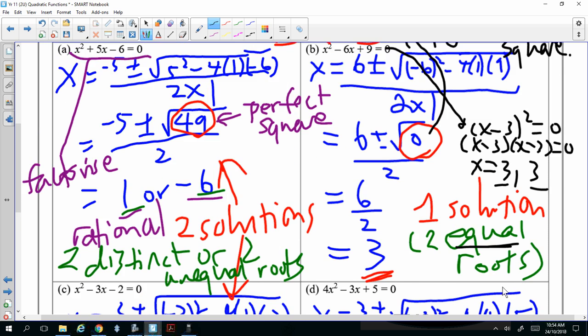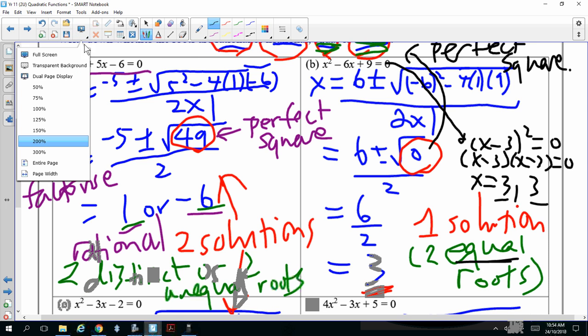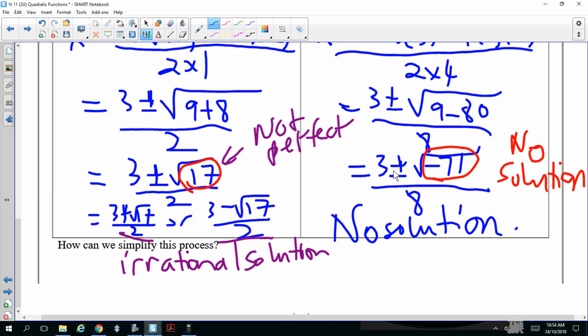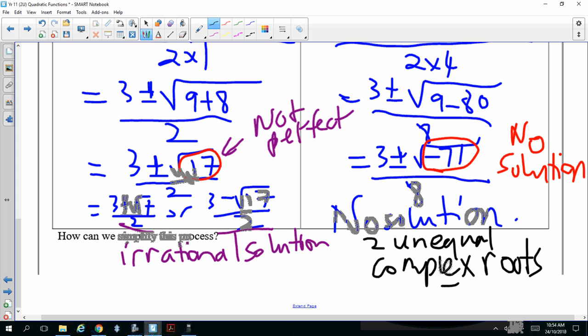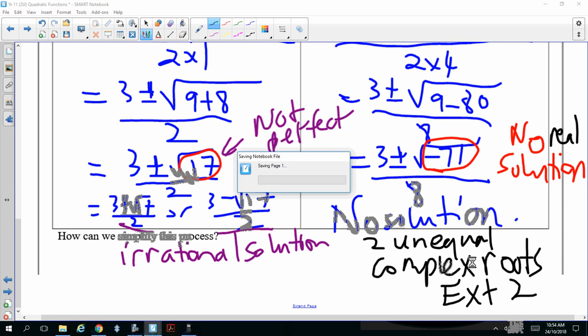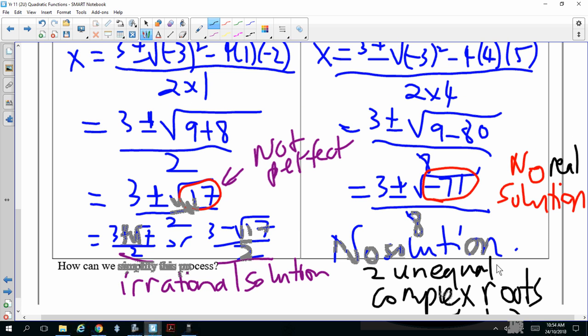You can still say unequal, but the people doing Extension 2 now will talk about complex numbers. So you have 2 unequal complex roots. But you don't need to know that. That's for Extension 2 students. For this level, you just say no solution or no real roots. There are solutions, but they are called complex solutions. But you don't need to know that. Okay, all right, so let's go to the next page.